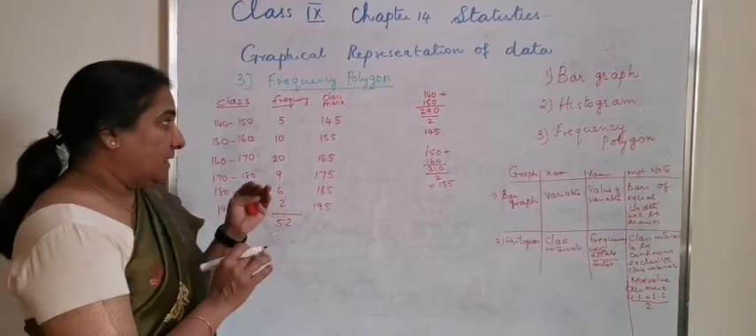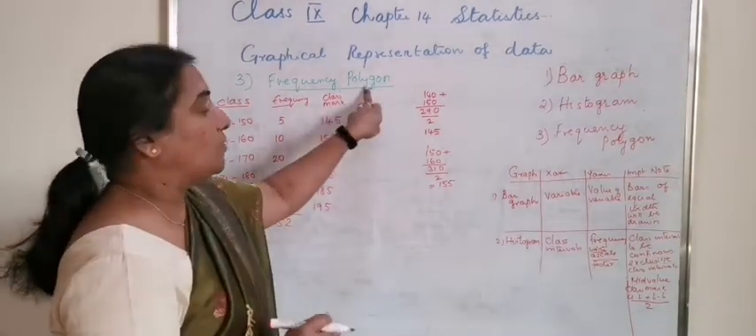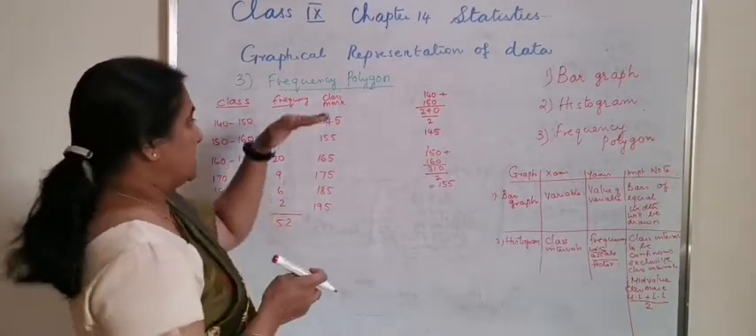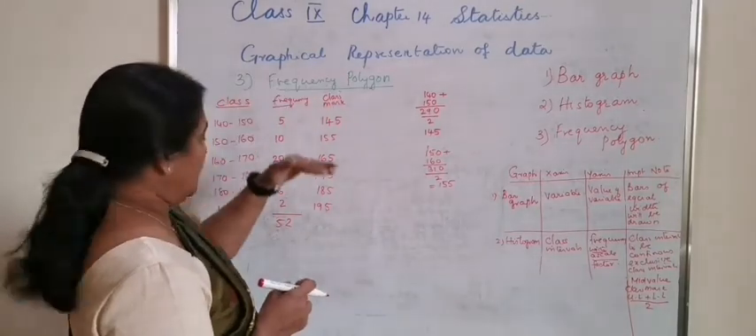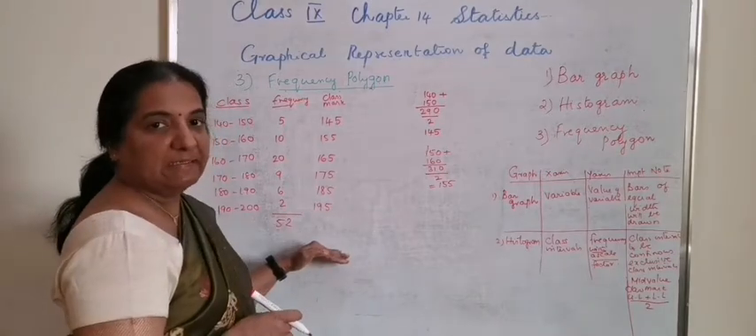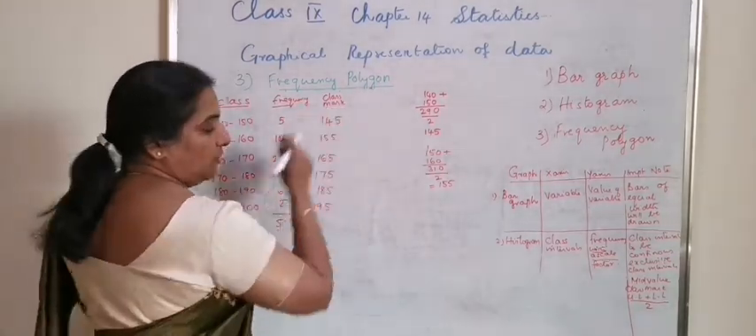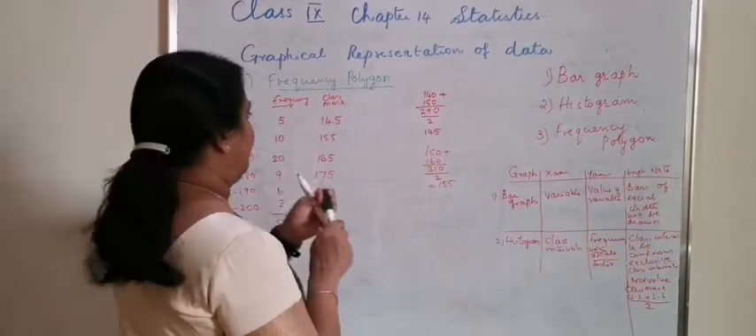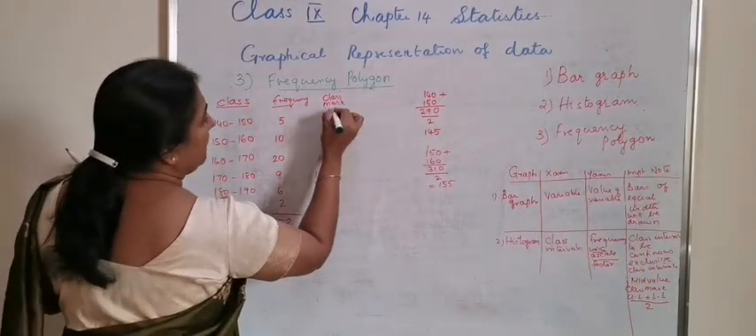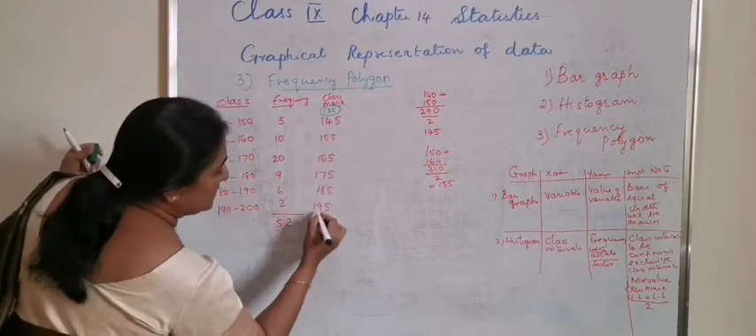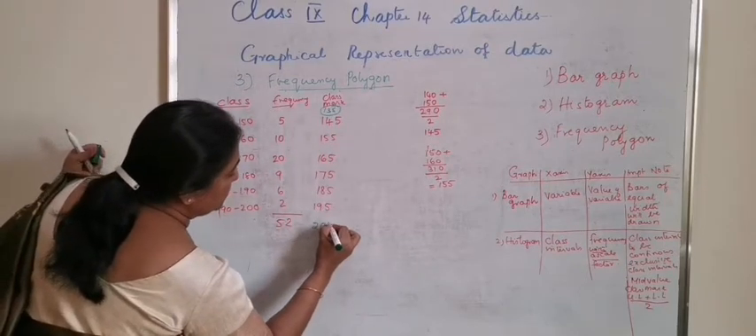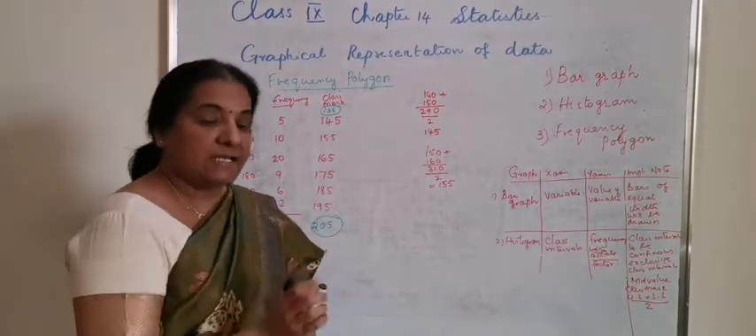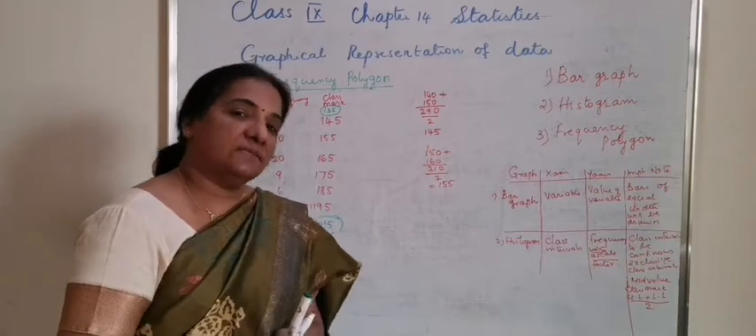Now, since a polygon is a closed figure, you need two class marks, one ahead of this particular class and one beyond it. Therefore, the class mark of the first will be 135 and the class mark of the next class will be 205. It's very important to make this note, as a polygon is a closed curve.